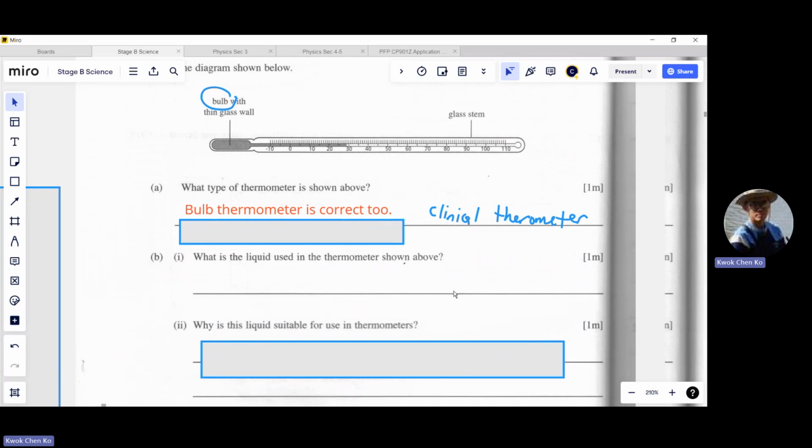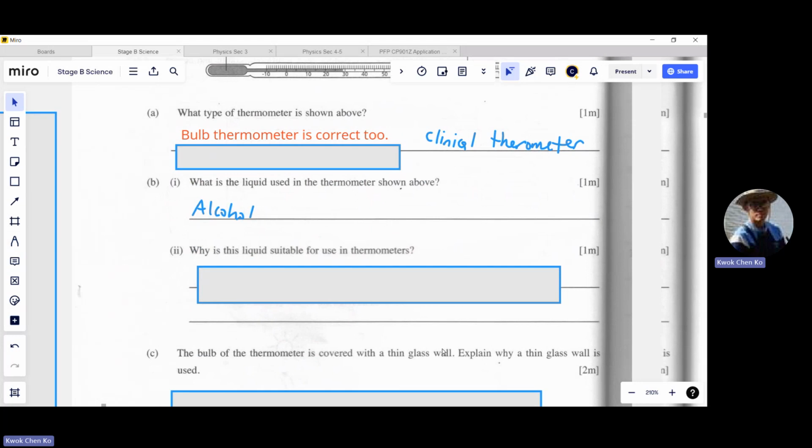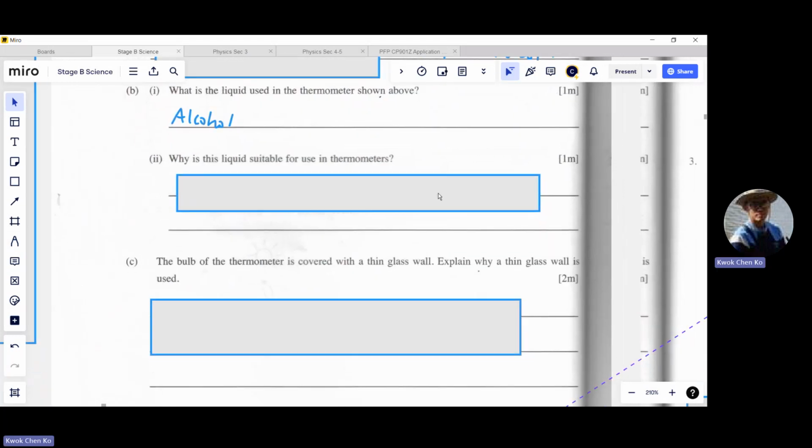What is the liquid used in it? Alcohol. What if you say mercury? That's also correct. Well, people still use mercury in the real world. So if you say mercury, is that correct? It depends on how fussy your teacher is. So just stick to bulb thermometer or clinical thermometer. If you answer from real life, it's still correct.